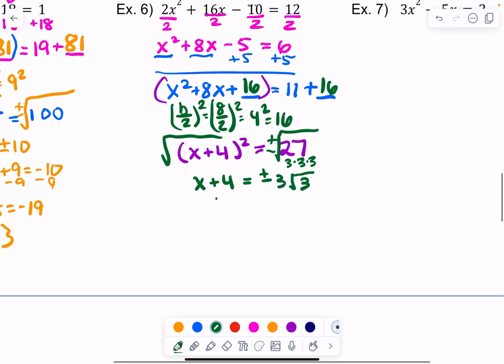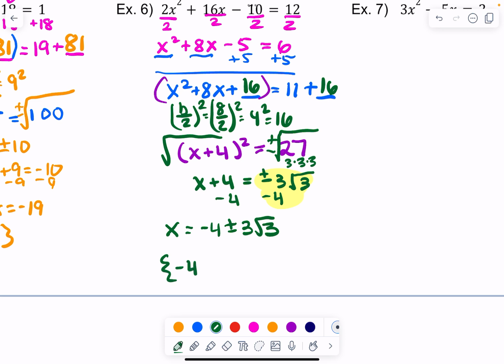So let's see, if I subtract 4 from both sides, the reason I can do this and not make two terms is because they don't have anything in common. So this is just going to be negative 4 plus or minus 3 radical 3. All right, so basically if you wanted to write this out, it would be negative 4 plus 3 radical 3 and negative 4 minus 3 radical 3.